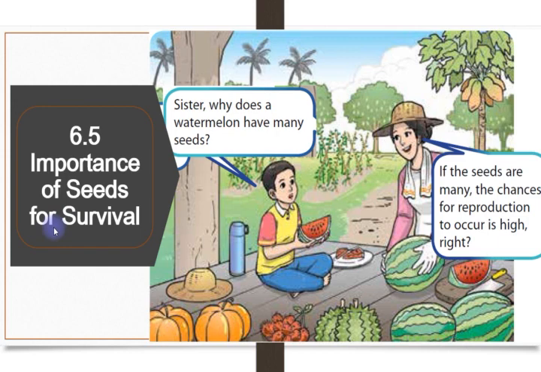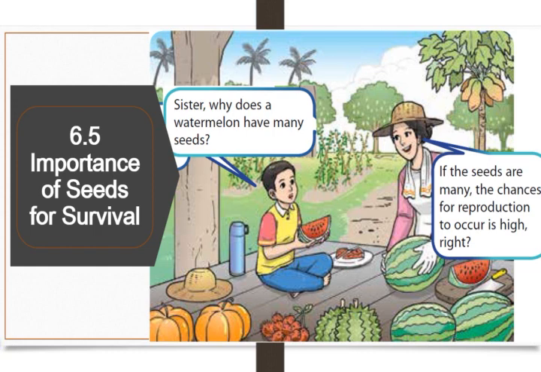Let's continue our lesson today with 6.5, the importance of seeds for survival. This is the last subtopic in Chapter 6, sexual reproduction in flowering plants. We are going to discuss the importance of seeds. As we know, seeds come from the ovule. Seeds also consist of the embryo and endosperm tissue. The embryo is the seed, and it consists of the plumule, radicle, and cotyledon. The seeds will germinate and grow into a new plant. This is important to ensure its survival.